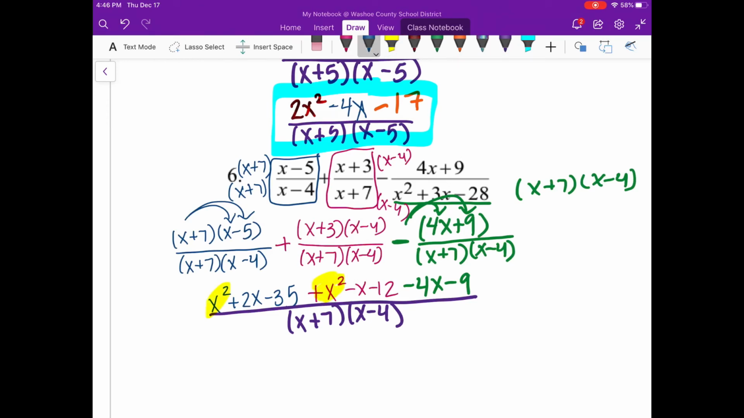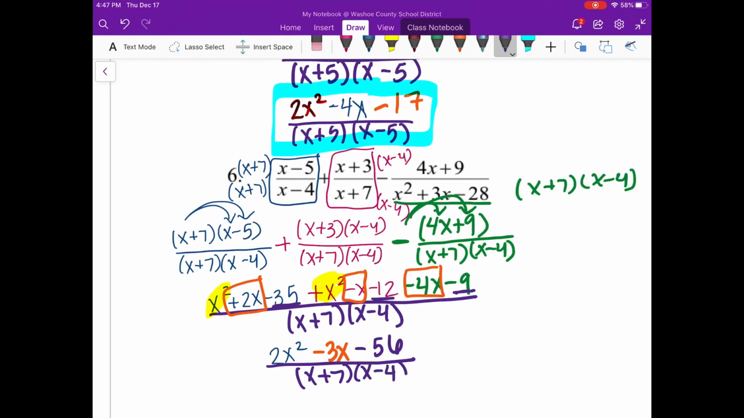So I'm going to be combining like terms. I have an x squared here and here, giving me 2x squared. Then I have 2x minus 1x is 1x. Minus 4x is a minus 3x. And then I have negative 35 minus 9, minus the 12 there, gives me a negative 56. All over my common factor, x plus 7, x minus 4. And I try to factor it out, see if it simplifies. Otherwise, this is my answer.